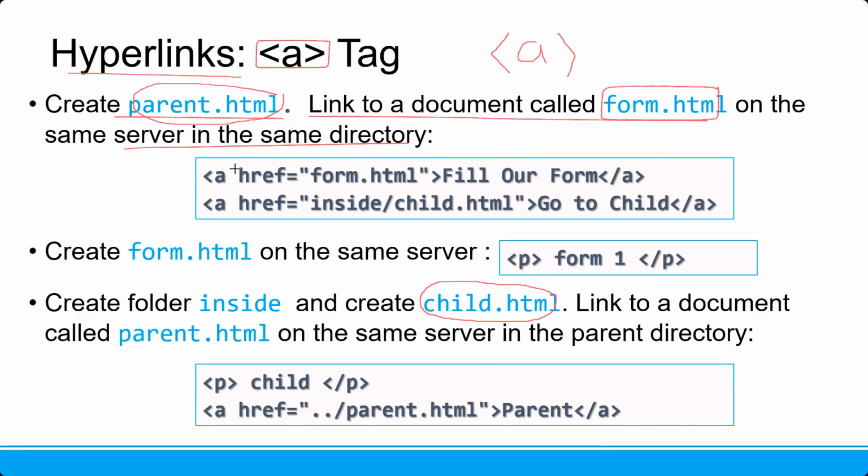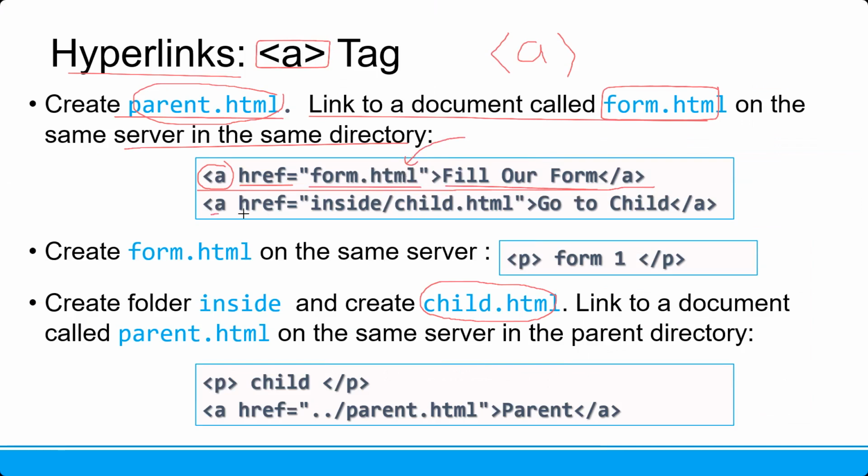So this is the format. We will have A, this one, and then we need to define the href. Href means the HTML reference. So the HTML reference will be form.html. Yeah, just for now, let me just make it blank. So we want to connect 2 different files. And then this is the text to represent how we can link to the HTML file.